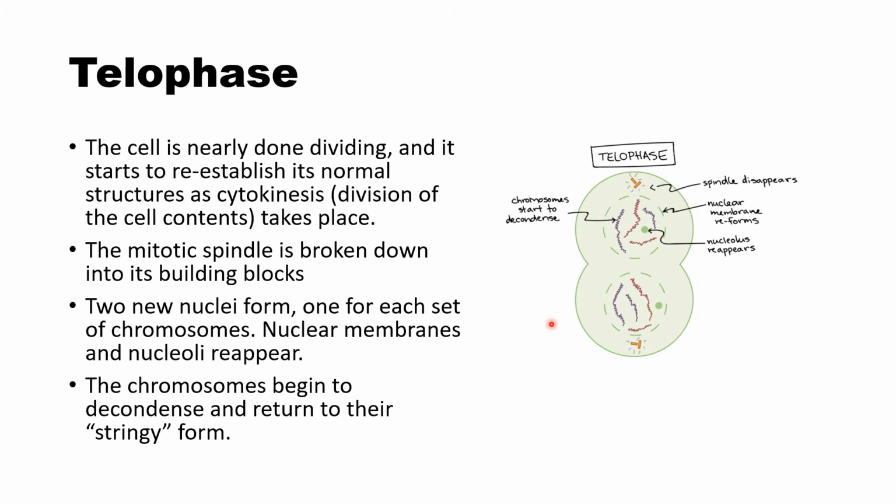So, after that, after the separation of the chromatids, pupunta na tayo doon sa telophase na tinatawag. So, in telophase, the cell is nearly done dividing, and it starts to reestablish its normal structure as cytokinesis, or yung division of the cell content, takes place. So, the mitotic spindle is broken down into its building blocks, and the two new nuclei form, one for each set of chromosomes, and then nuclear membranes and nucleoli appear, and the chromosomes begin to decondense and return to their stringy form.